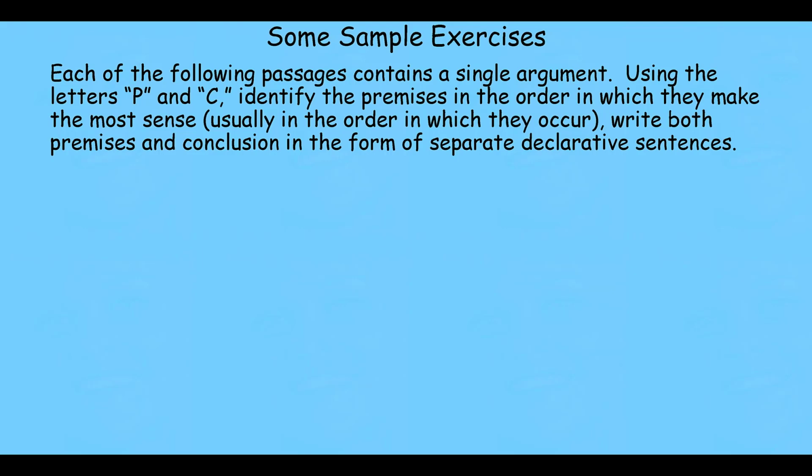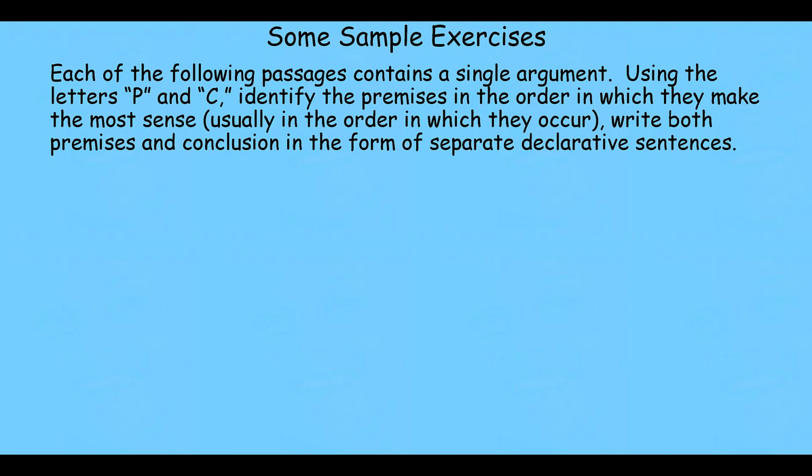Let's finish this lecture by spending a little time going over some sample exercises so that you have a sense of how to go about, for instance, extracting an argument and putting it into standard form. So this particular exercise that I'm going to do now, the instructions are each of the following passages contains a single argument. Using the letters P and C, identify the premises in the order in which they make the most sense, usually in the order in which they occur.